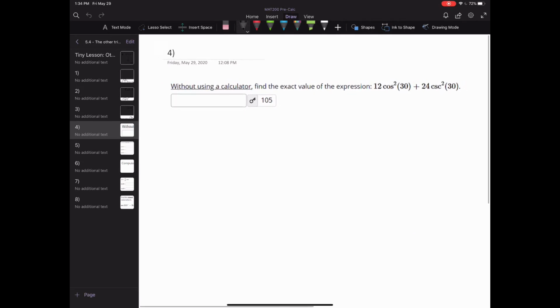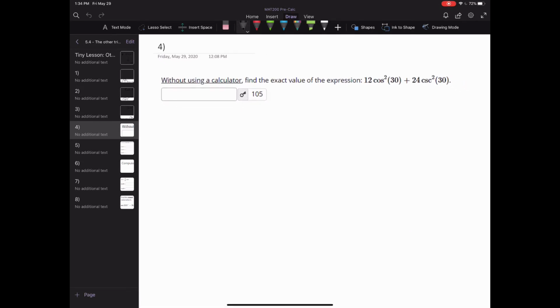Without using a calculator, find the exact value of that thing. It looks like the equation of a circle, right? I'm not going to get into all of that, but let's just solve it the way we know how. Notice that they're using the angle 30. So let's draw ourselves a 30, 60, 90 right triangle. The side across on the shorter side is 1. The side across on the longer side, which is the hypotenuse, is 2. And then the middle side is square root of 3.